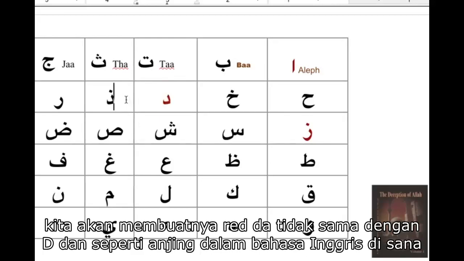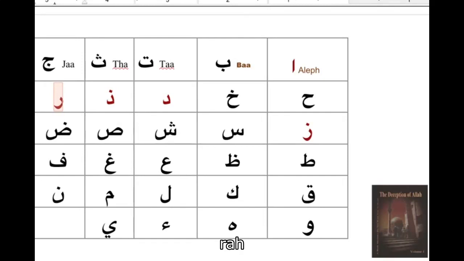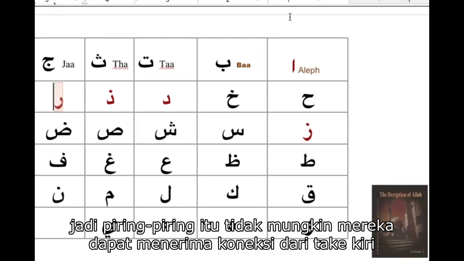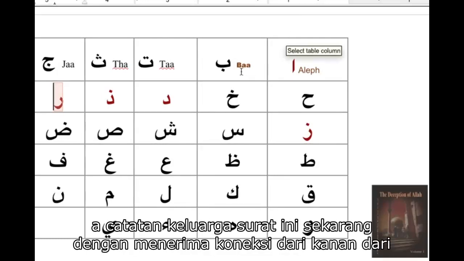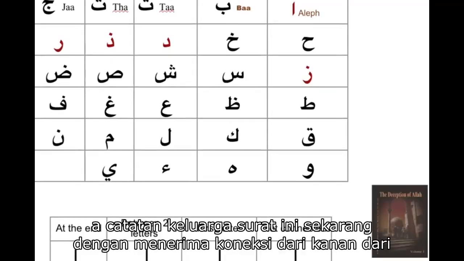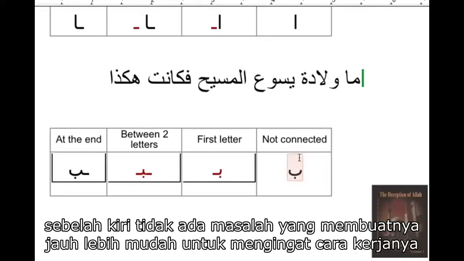da, which is equal to d like in dog in English, the, ra. So those letters, there is no way they can accept connection from the left. They cannot. This family of letters. Now ba accepts connection from the right and from the left. There's no problem, which makes it a lot easier to remember how it works.